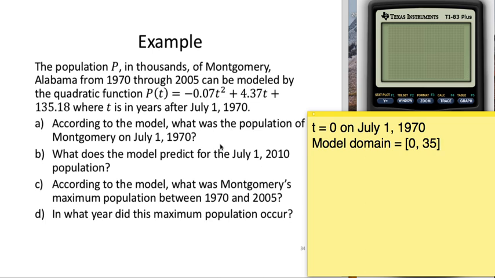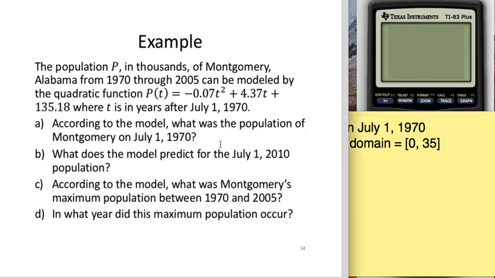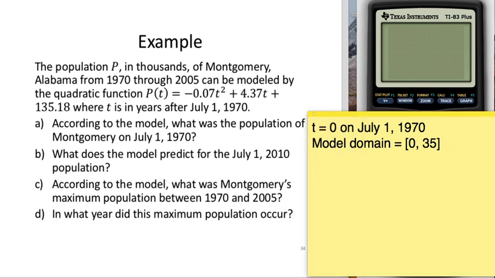So let's make some predictions. Let's talk about how this model behaves. According to the model, what was the population of Montgomery on July 1st, 1970? Well, July 1st, 1970 is our 0, so we're looking at P of 0. When t is equal to 0, plug that into the model. You can actually do this mentally very easily. I'm looking for the p-intercept of this model. If I plug 0 in for t, that first term is going to be 0, and 4.37 times t is going to be 0. The answer is going to be 135.18.